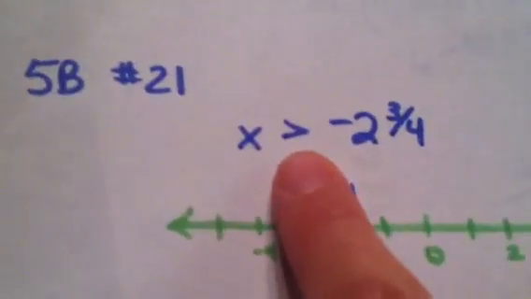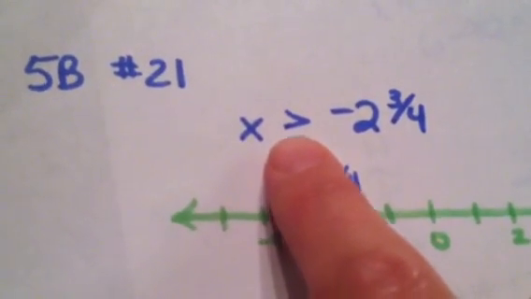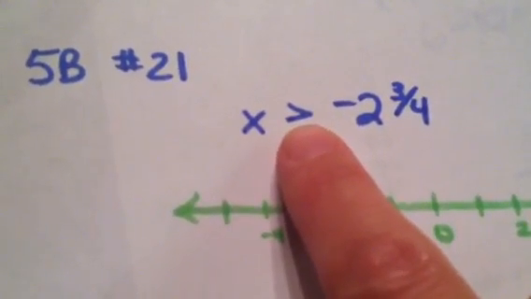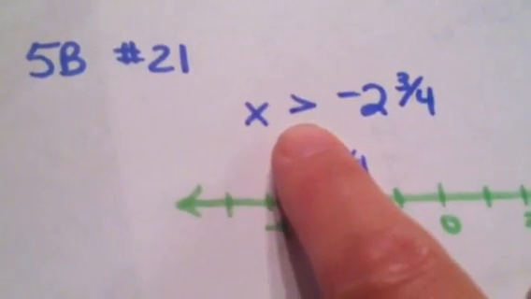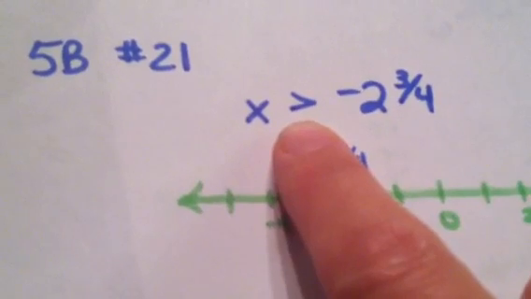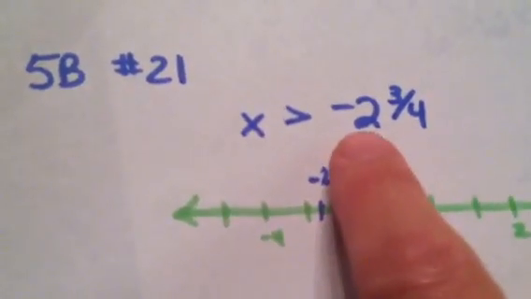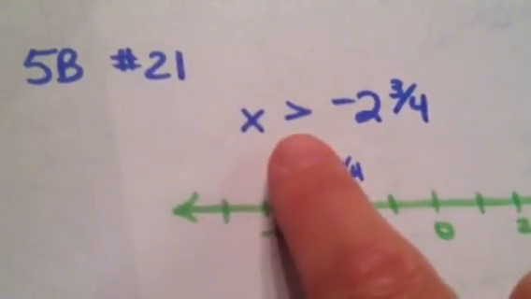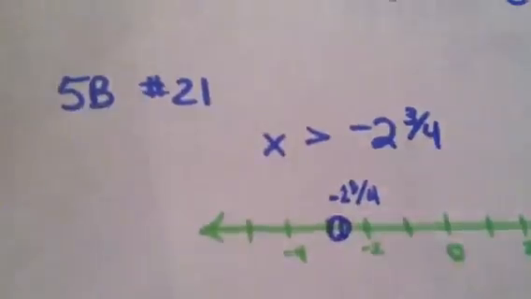Now, I look at this. You have to decide, are you going to have an open point or a closed point? Because it's just strictly greater than. It doesn't have the or equal to under it. I'm going to have an open point. Okay, that's true if it would have said greater than or less than. You have to decide very first what kind of point you're going to have, and it doesn't include -2 3/4. It just includes everything bigger than that. So at this value where you made it, you're going to put an open point.